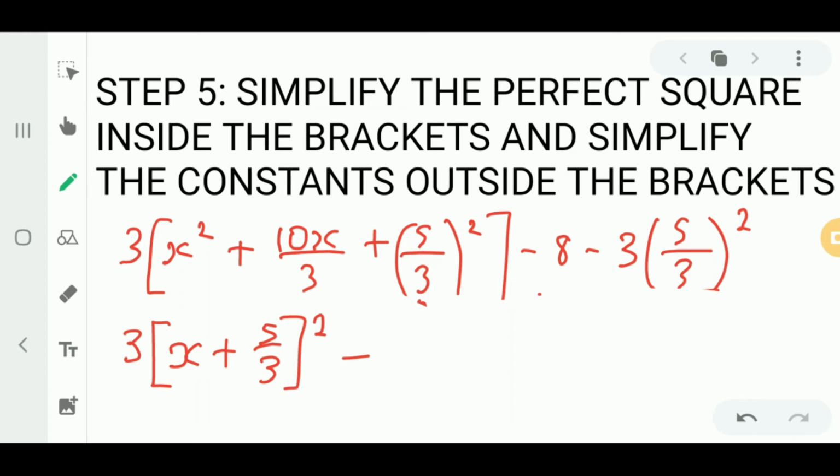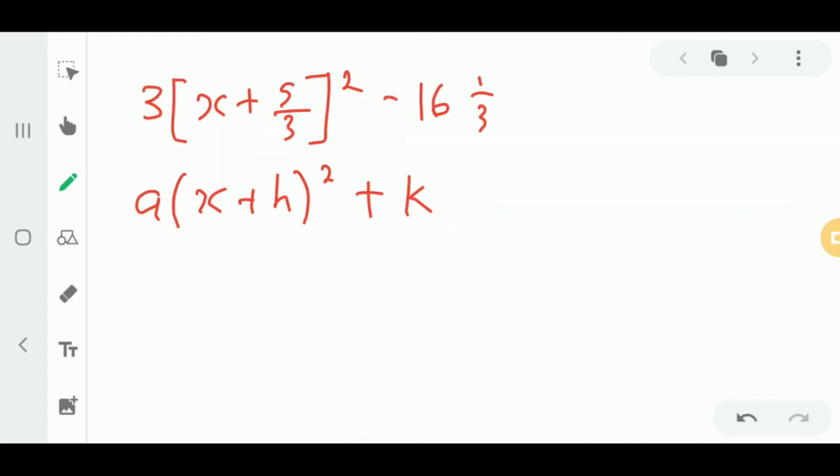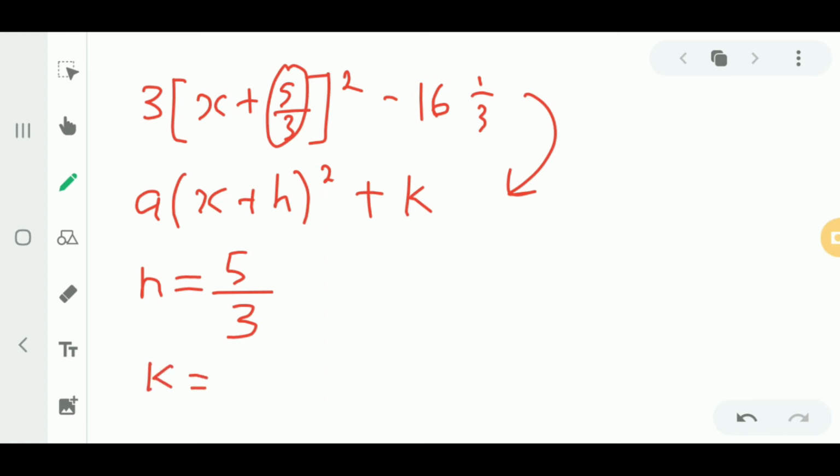Then we simplify this on the outside. So that's minus 8 minus 3 times (5 over 3) all squared. So that's minus 8 minus 25 over 3. You'd get minus 16 and a third. So now if you look carefully, you realize that it is indeed in the form a(x plus h) squared plus k. So that means h is equal to 5 over 3 and k is equal to minus 16 and a third.